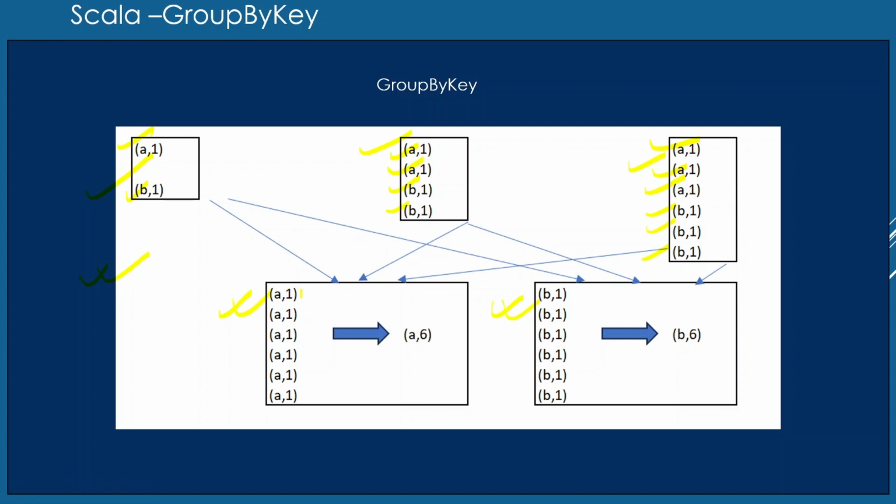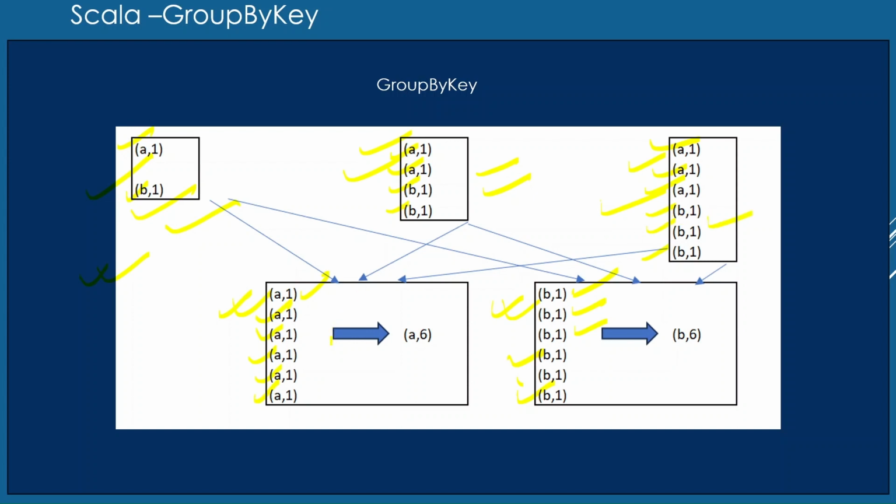This A1, these two records are coming from this partition, and these 3 records are coming from this partition. The same is for B. This B is coming from this partition. These 2 B key values are coming from this partition, and these 3 records are coming from this partition.